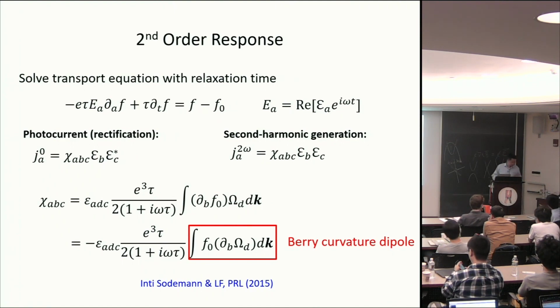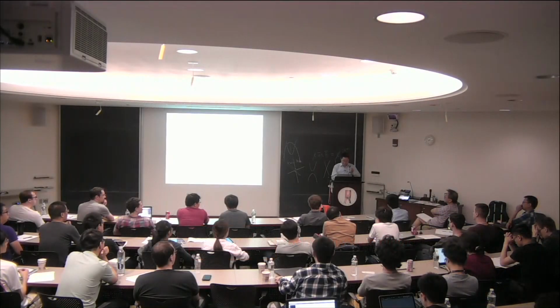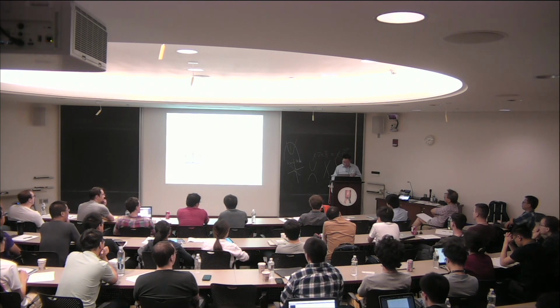Also, like in the anomalous Hall effect, people talk about defects that can be complicated, like side jump and so forth. Will they contribute to this? Absolutely, yeah. So, right, it's an excellent question.